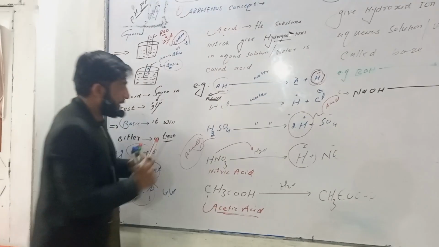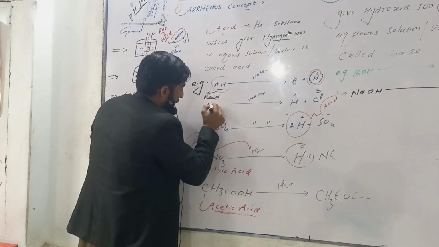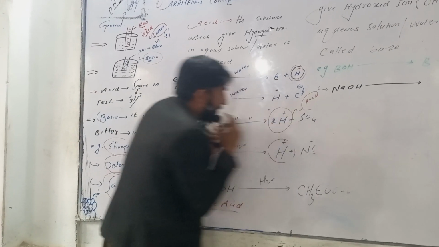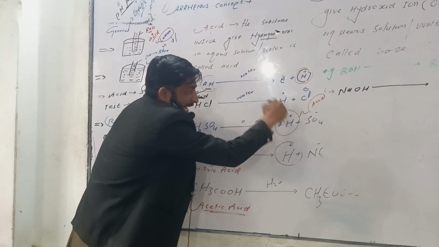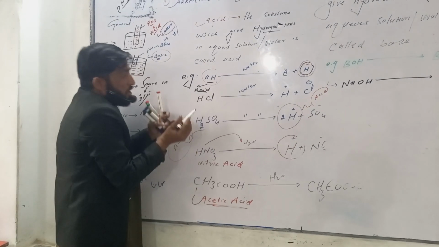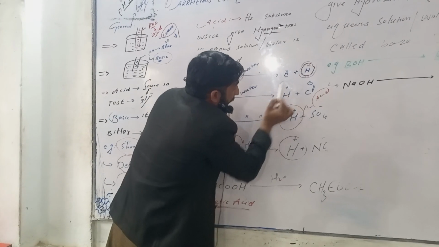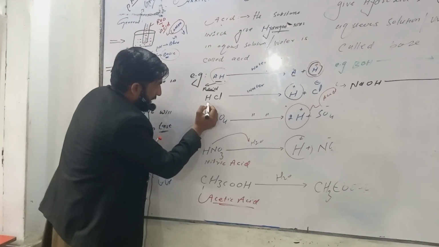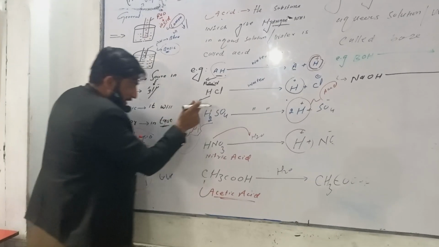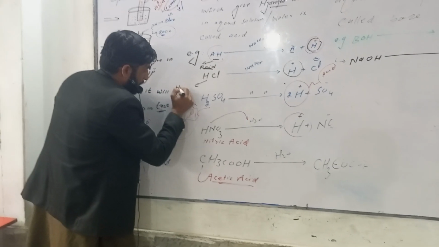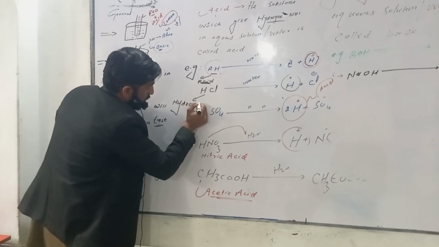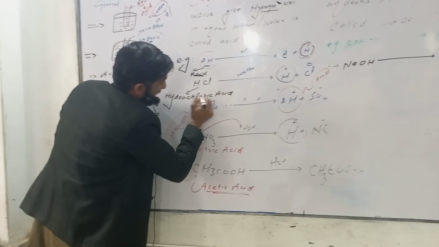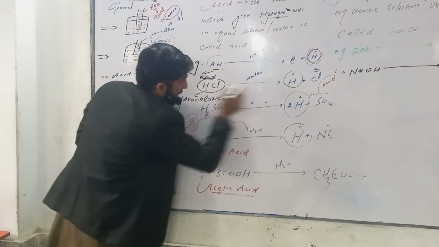The next, the real example, this is HCl. Look here. When we put this substance in water, it will give us hydrogen ion plus chloride ion. Due to this hydrogen ion, we can say this substance is acid. If we give the name to this substance, this is hydrochloric acid. Why is this acid? Because this substance gives us hydrogen ion.